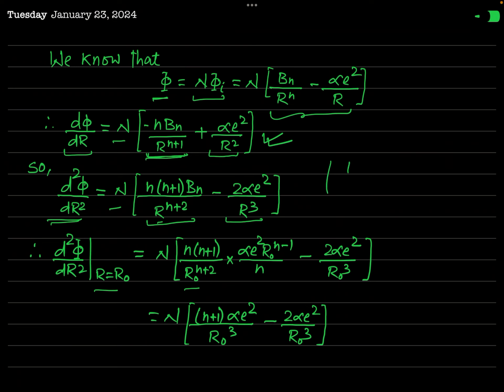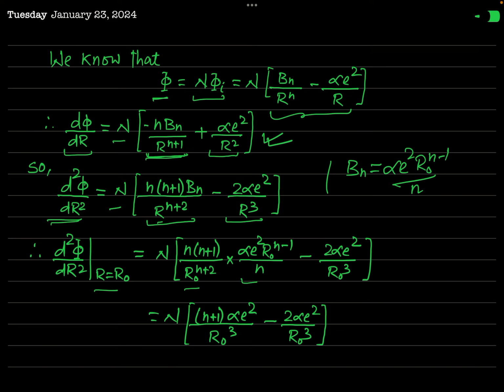Now here I have directly substituted the value of Bn because you have obtained the value of Bn in your previous lecture in the calculation of binding energy of ionic crystal, and you have seen that we have obtained Bn is equal to alpha e square times r naught to the power n minus 1 divided by n. This is the value of Bn which we have obtained in my previous lecture. So you must remember it.